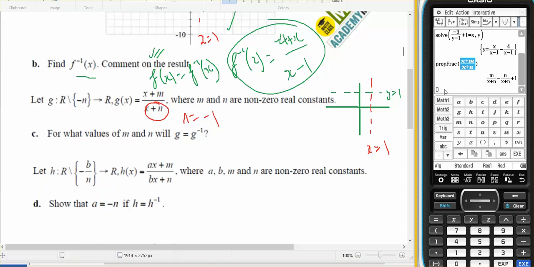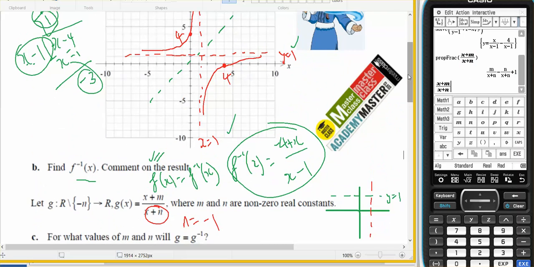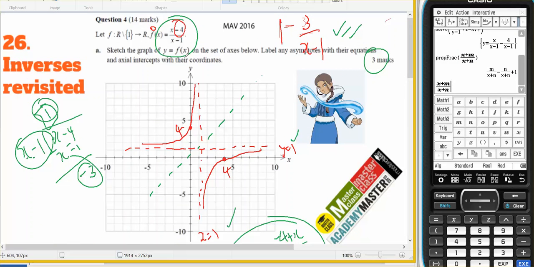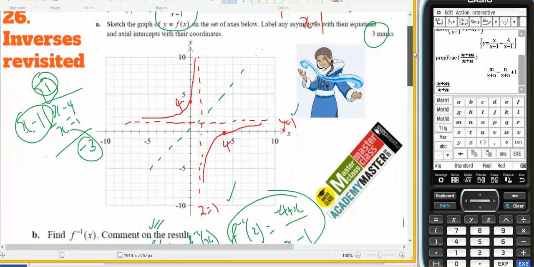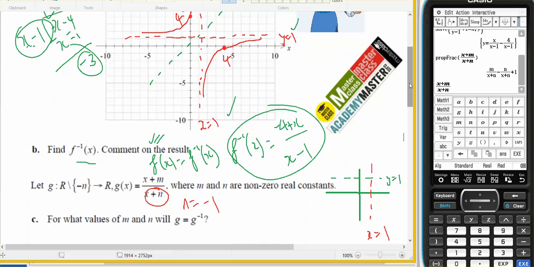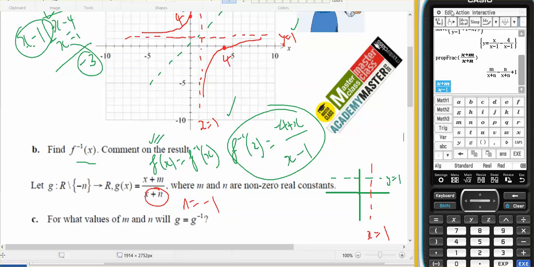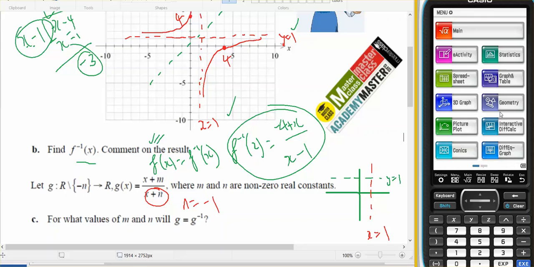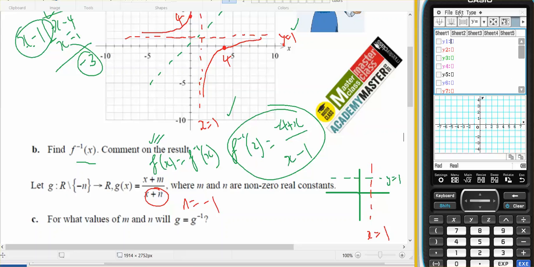It obviously can equal -4, because up here in this example, that gave me the inverse and its function being the same. But can m equal anything? Let's just check and see. So I know that n has to be -1, so I'm going to make that -1. And if I copy it, and I go over into graphs and tables, and I paste, and in terms of m, so I'm going to look at this one here.